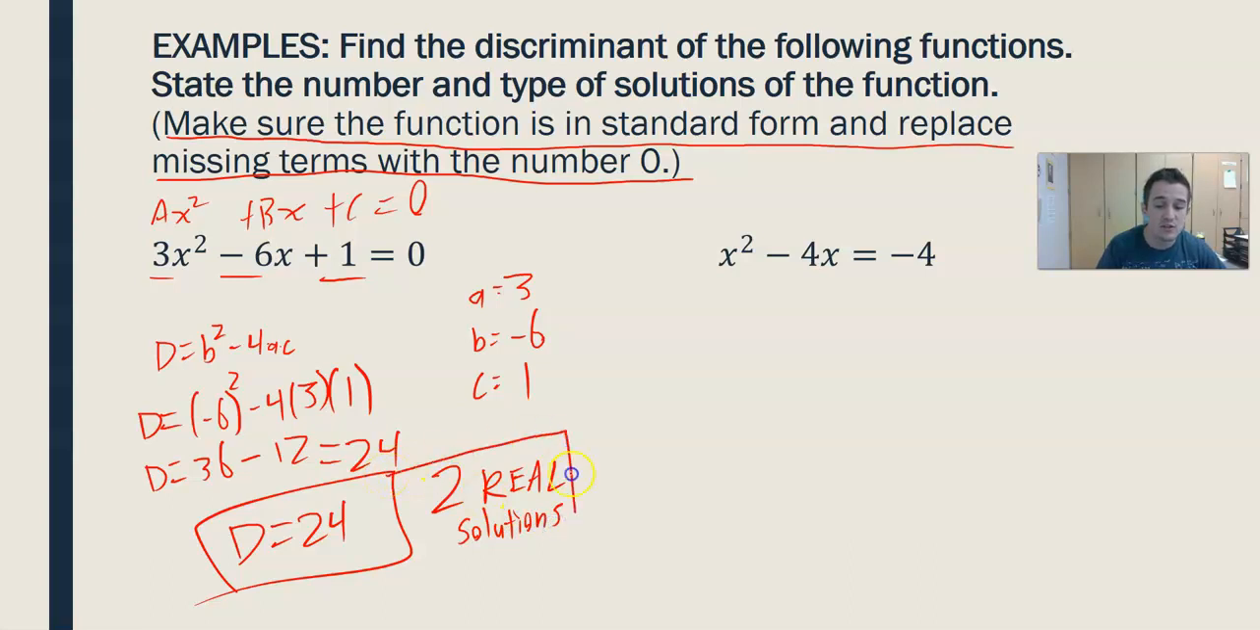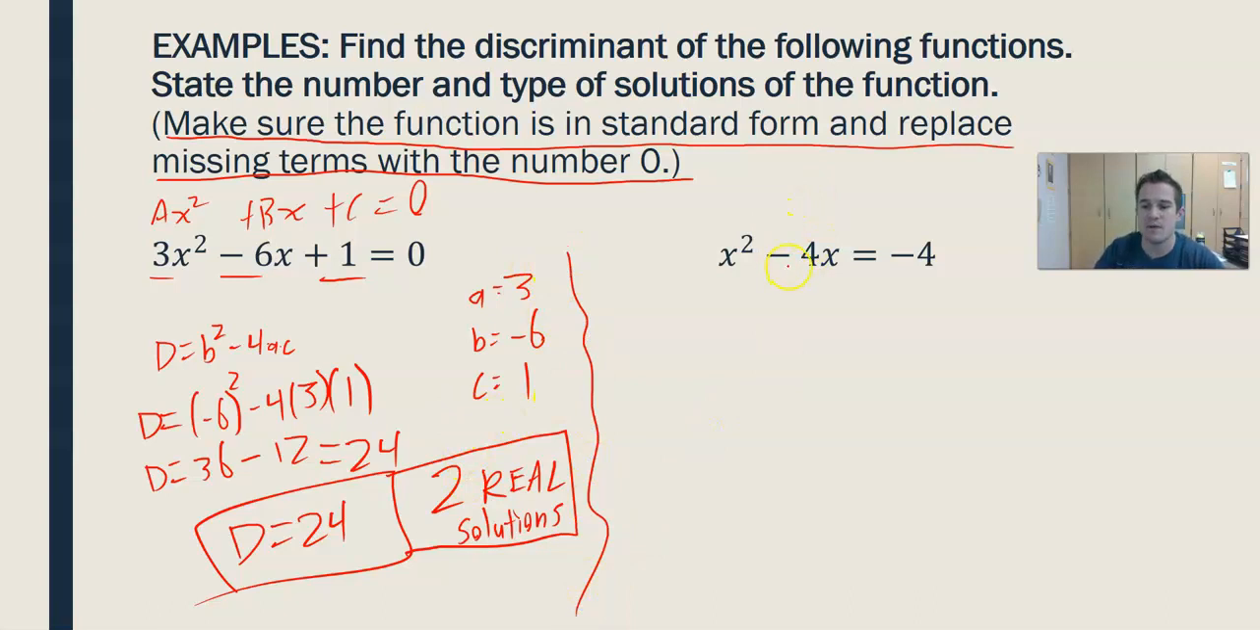I don't know what those solutions are yet. We're going to talk about how to find those. We've talked a little bit about how to find those, but we'll talk more about how to find those in the next lesson. But right now, all I need to determine is how many and what kind of solutions I have. So my discriminant's a positive 24, meaning I have 2 real solutions. Okay, let's do another one.